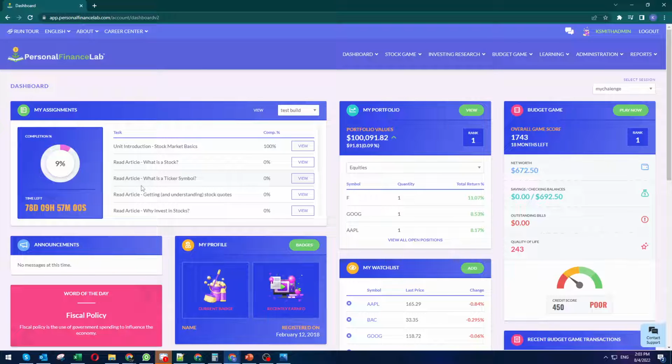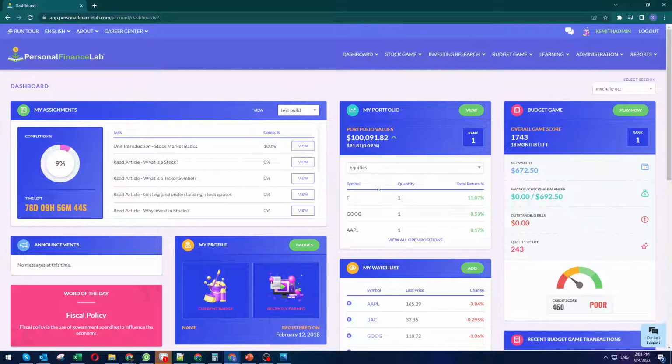Both of our games, our stock game and budget game, come with an extensive curriculum library. You can pick and choose which elements of it you want to use. Some teachers choose not to use any of it at all and focus just on the games. It's completely customizable to your class.